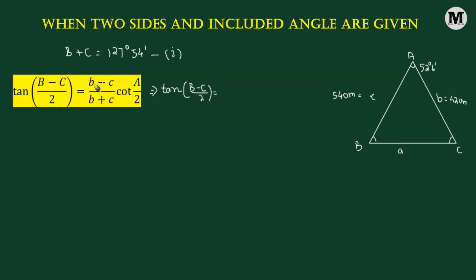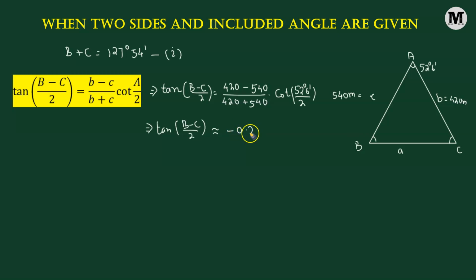Now coming to the right hand side, we need the side measure of b, that is 420 meters, minus the side measure of c, that is 540 meters, divided by b plus c, so that's going to be 420 added to 540. This is going to get multiplied by cotangent of the angle A, which is given in the problem as 52 degrees and 6 minutes, and we're going to divide it by 2. Okay, so let's further simplify. This is going to give us tangent of (B minus C) divided by 2, and this value is going to be approximately negative 0.26.